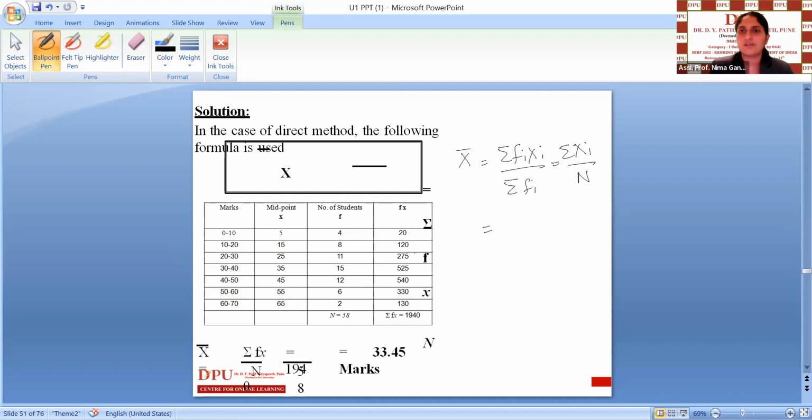You don't need the individual values; what you need is the summation. This is the notation or sign for summation, meaning a sign for addition. So you add all of these observations and the total is 1940. Now you get your numerator: 1940 divided by the total number of frequencies. The total of the frequency is 58. So when you do it, this is your arithmetic mean for the grouped frequency distribution.